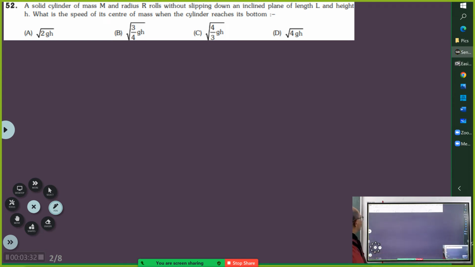Now please go ahead with this problem. A solid cylinder of mass m and radius r rolls without slipping down an inclined plane of length L and height h. What is the speed of the center of mass when it reaches the bottom? I think we should be able to solve this. Everybody solve this.